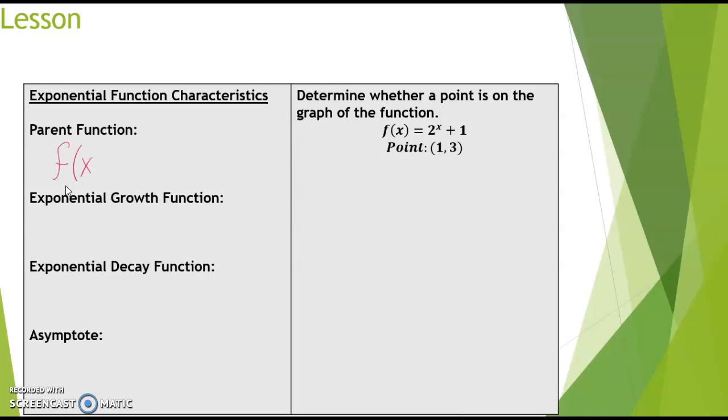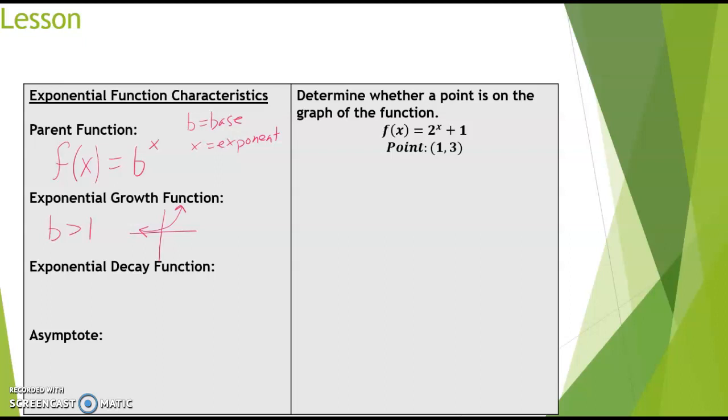Our parent function would be f of x equals b to the x, where b is the base and x is the exponent. All right, for a growth function, we know it's a growth function if b is greater than 1. And what that would look like on a graph, just a quick sketch here, is it would look like it's going up. So I like to say you're going up the ski hill. So from left to right, you're going up the ski hill.